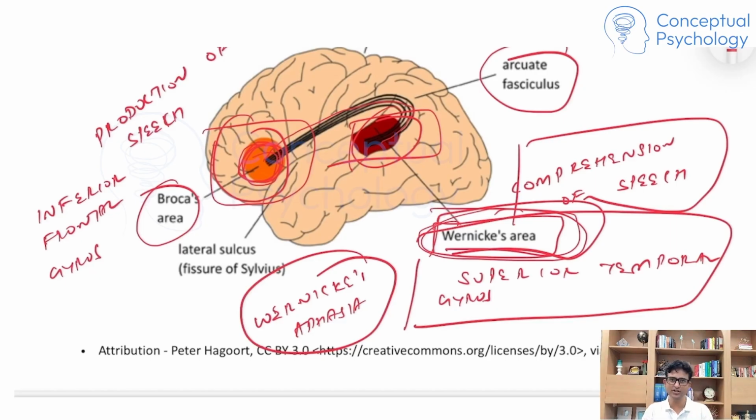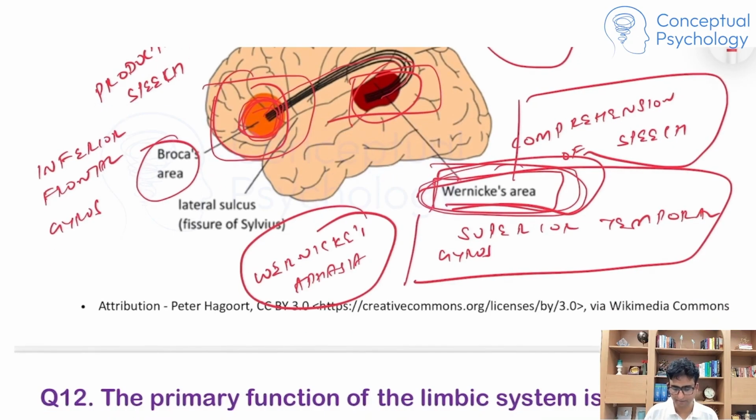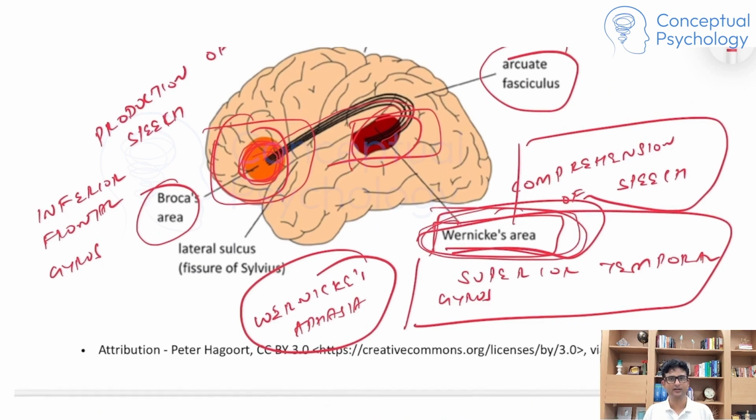You ask him a question, he cannot understand it, and what he replies is completely different. That is why the clinical presentation of these patients is that they are speaking, but what they are saying is full of jargon. Sometimes you also call it jargon aphasia. What they are saying does not make sense.